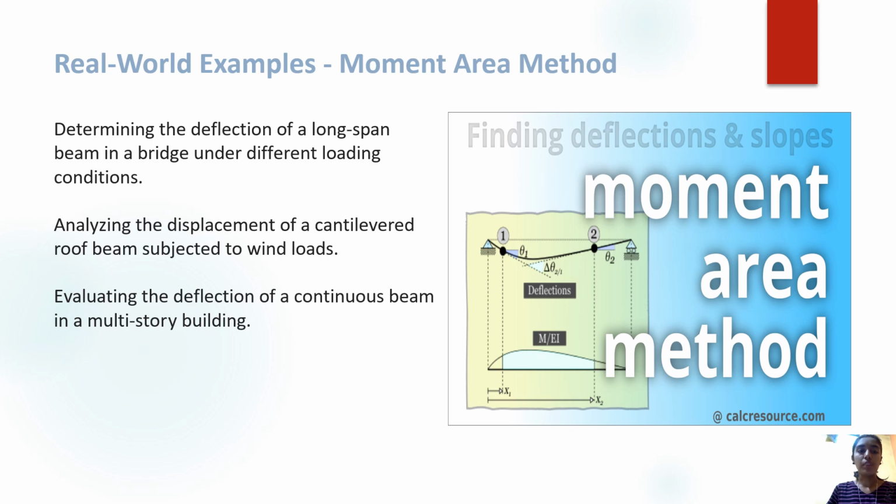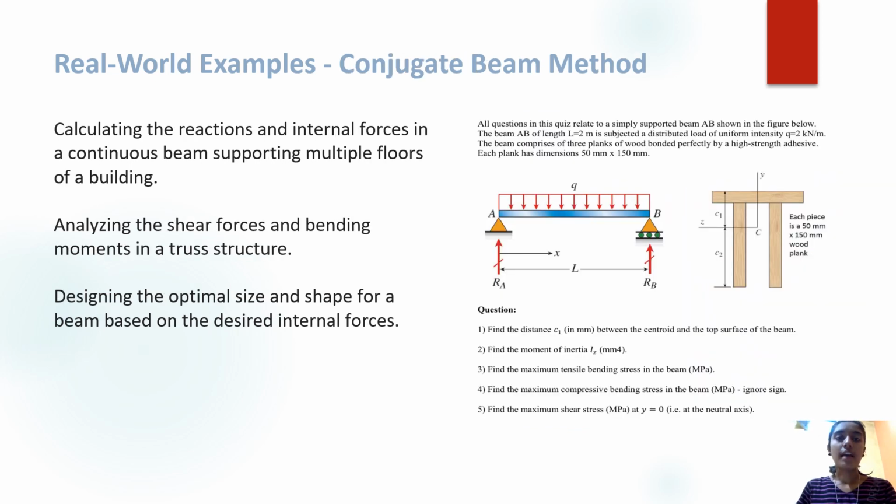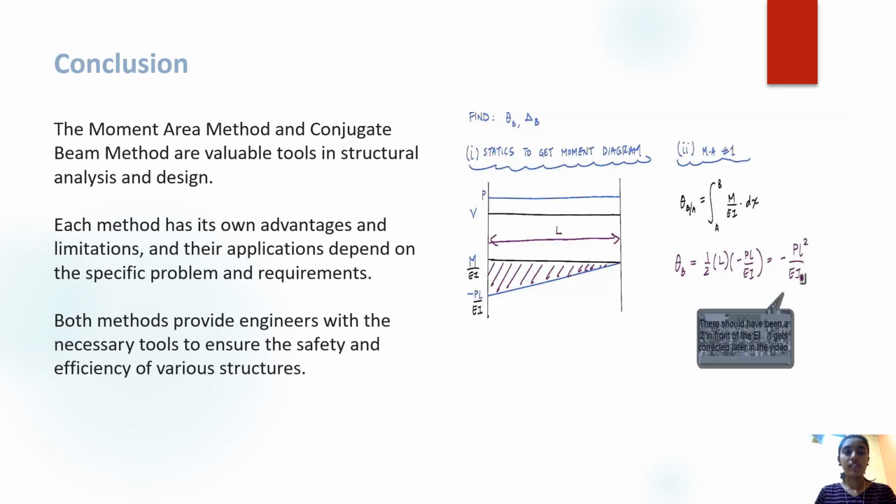Real-world examples for the conjugate beam method: calculating the reactions and internal forces in a continuous beam supporting multiple floors of a building, analyzing the shear force and bending moments in truss structures, and designing the optimal size and shape for a beam based on the desired internal forces.